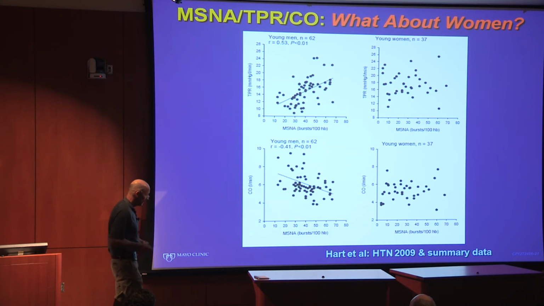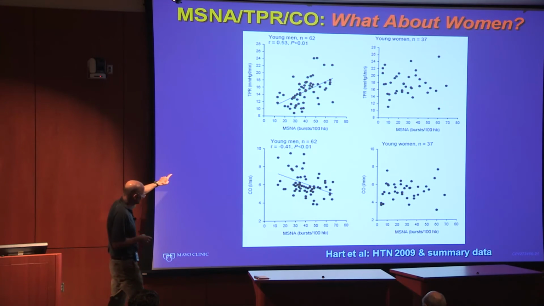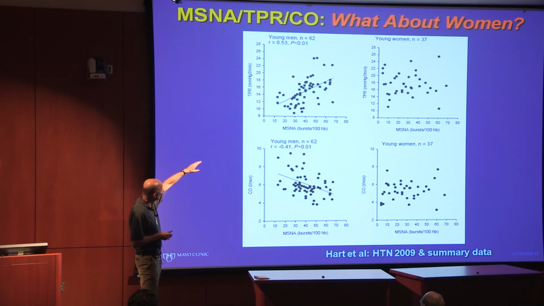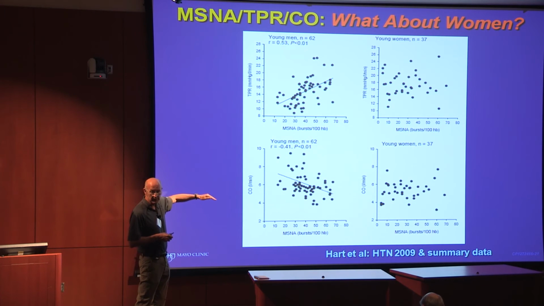Now, this is something we published in the late 2000s. This is a larger group. We've expanded this to about 100 in each group. You've got young men on the left, young women on the right, and there's a big sex difference. We see this relationship repeatedly between MSNA in bursts per minute and TPR, and the inverse with cardiac output. No relationship in young women.